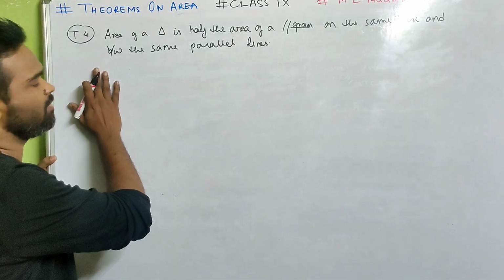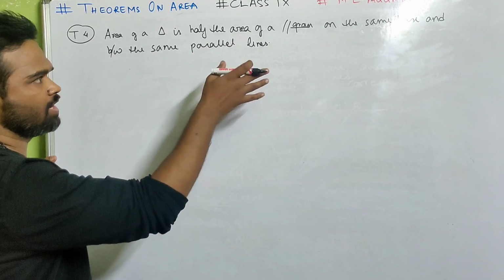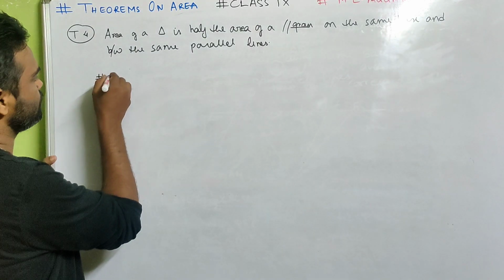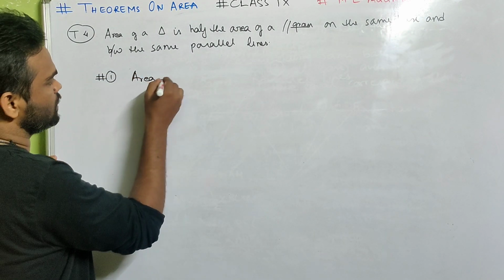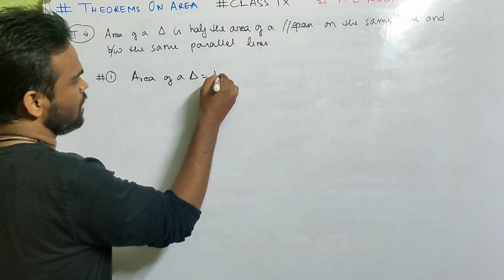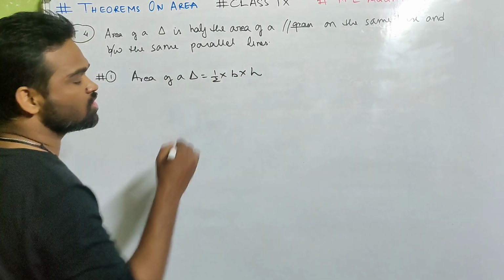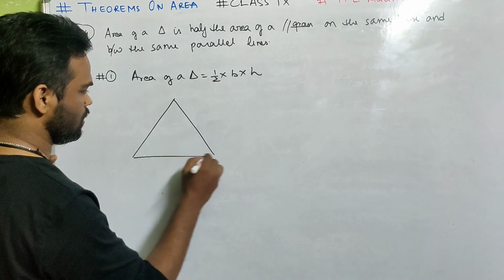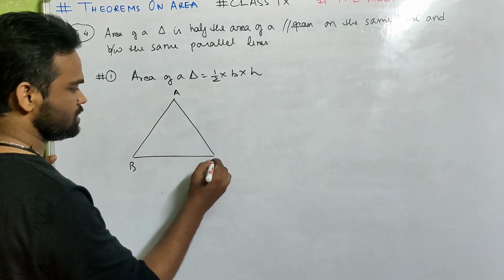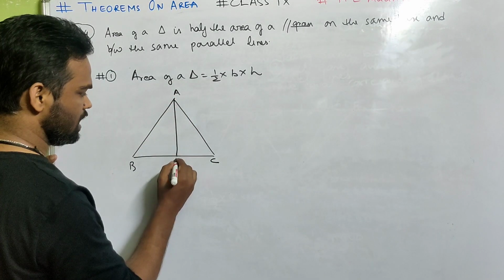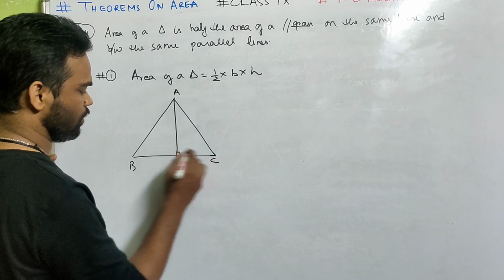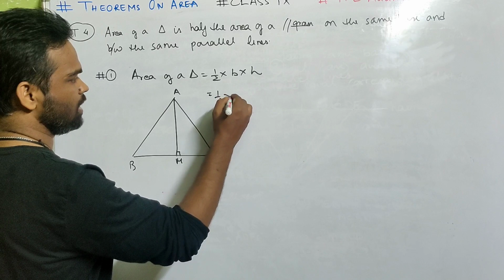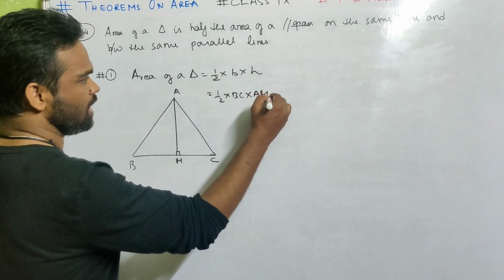Now based on the above theorem, that is area of the triangle is half the area of the parallelogram on the same base and between the same parallel lines, we have number 1. Area of a triangle is half into base into corresponding height. How come? Just look over here. If I draw a triangle ABC and suppose AM is the height corresponding to the side BC, then area of this triangle will be half multiplied by base multiplied by corresponding height.